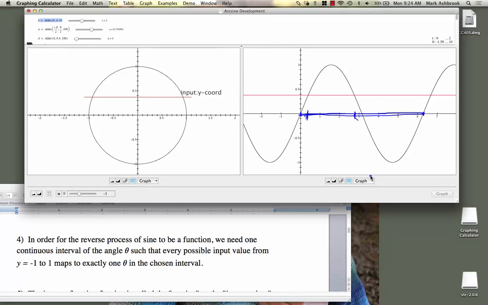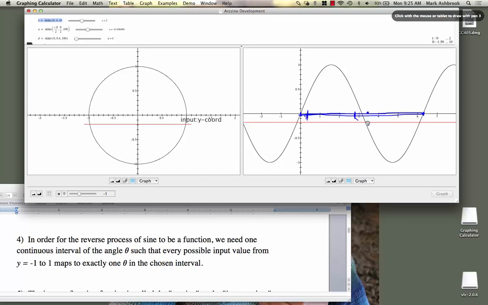So 0 to 2 pi doesn't work. It's the same thing with the negative vertical distances. Say I picked -0.2. If I pick -0.2, is there just one angle? No. There's two angles between 0 and 2 pi that give me this y coordinate of -0.2. So a new suggestion. 0 to pi over 2.